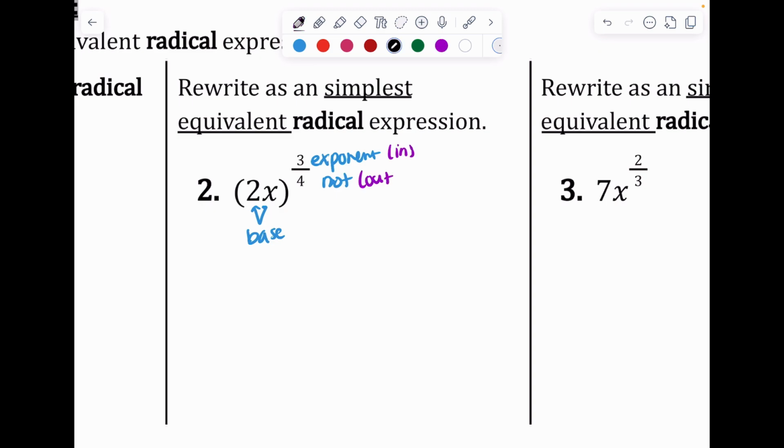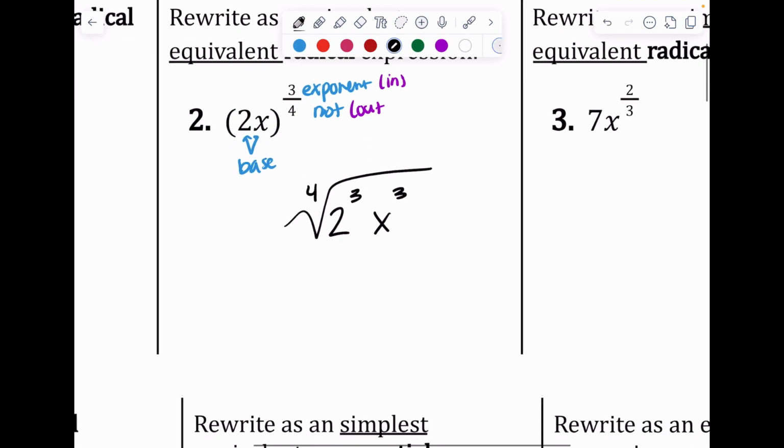Okay, so if I rewrite it, inside my radical is a 2. My root is 4, so 4 is out. And then I have 2 bases, but I also have a 3. Both of these, since it's in parentheses, this indicates that they both get an exponent of 3. And it says simplest form. I know 2 to the third power is 8. So root 4, 8, x to the third is my answer.